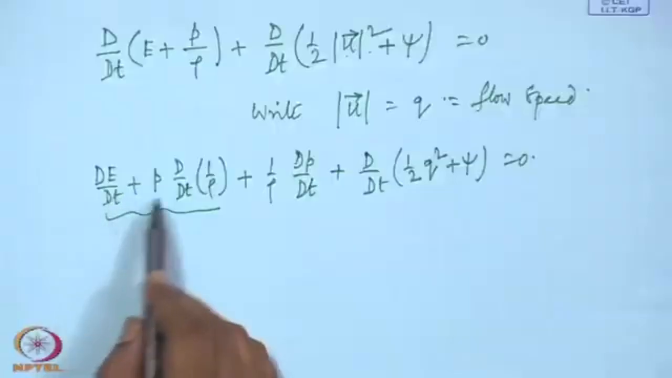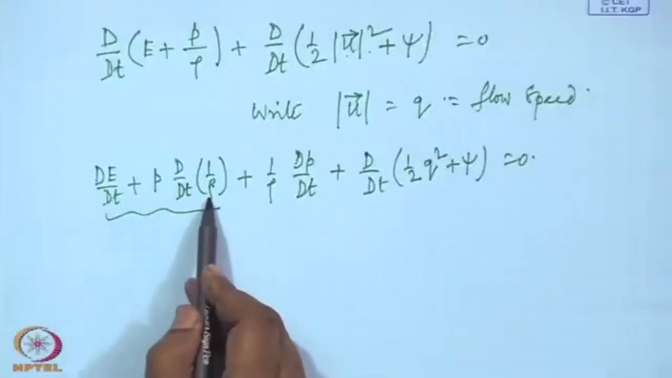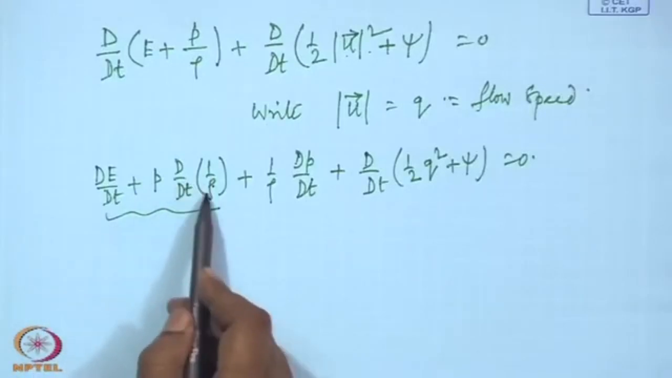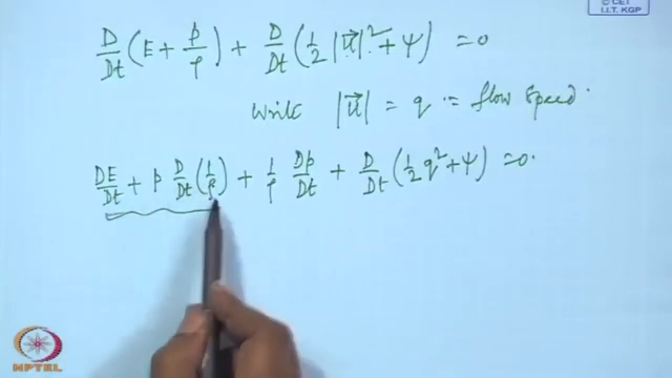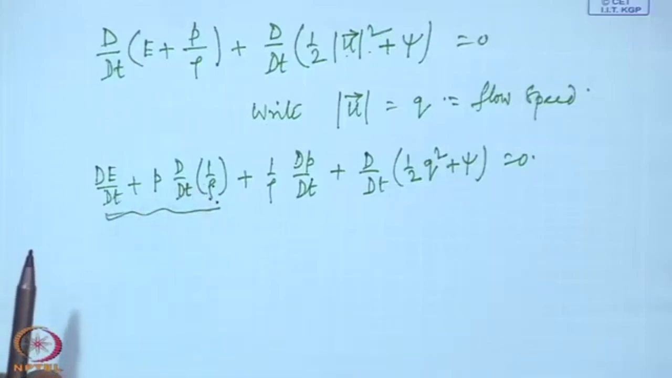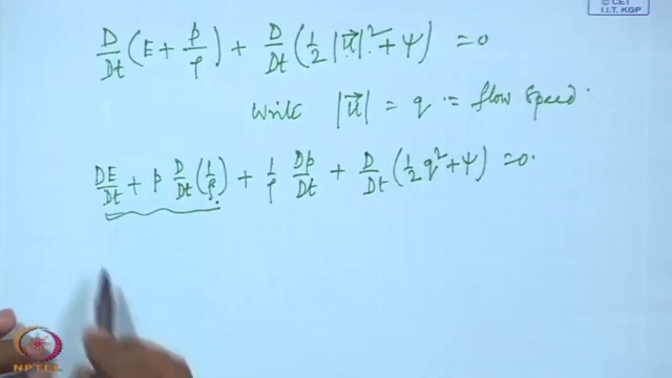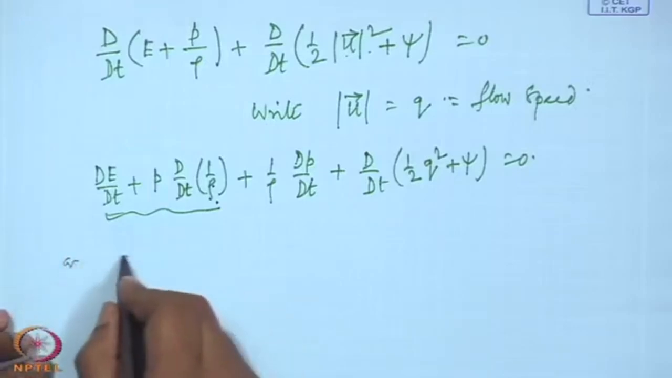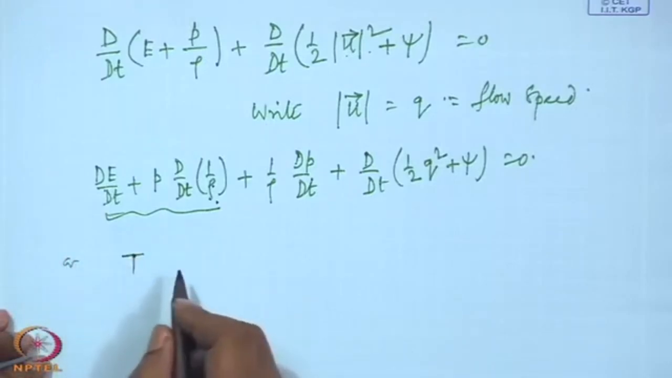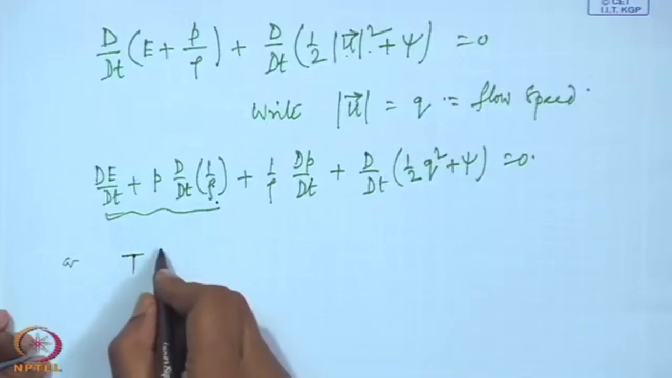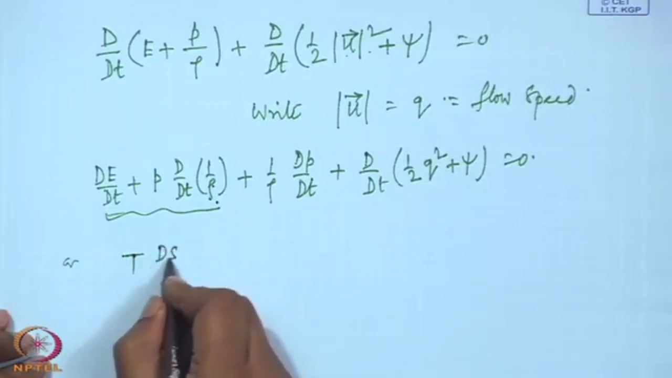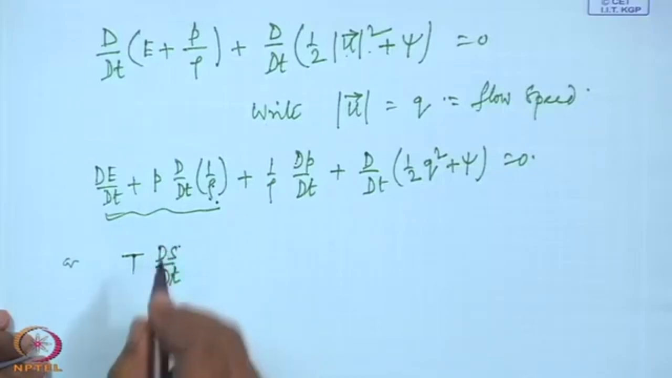So, T delta S can be thought of as T dS dt equal to dE dt plus p dv dt. See this dE dt plus p, this is v, 1 by rho is specific volume, so p dv dt, so this is T dS dt. Okay. This is entropy.